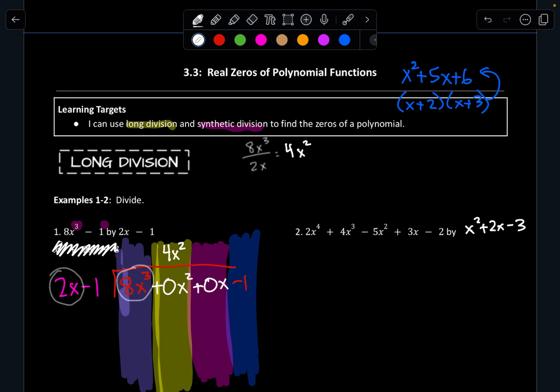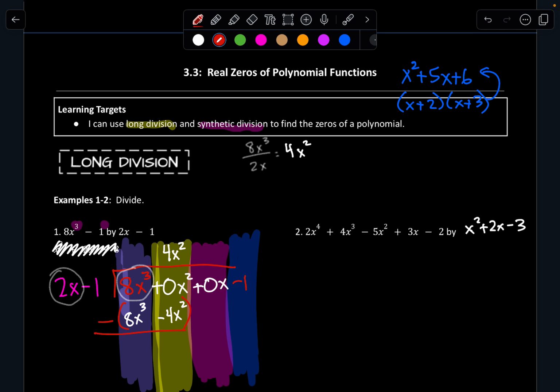Then, just like regular division, we're going to multiply it. And this is where it's weird. You have to multiply by both pieces. So if we take this times 2x, we get 8x cubed. And then if we take this times negative 1, we get negative 4x squared. So we put the 8x cubed in the cubed column and the minus 4x squared in that column. And then just like division, we subtract. So 8x cubed minus 8x cubed, that first term should always disappear. If it doesn't, you goofed something up.